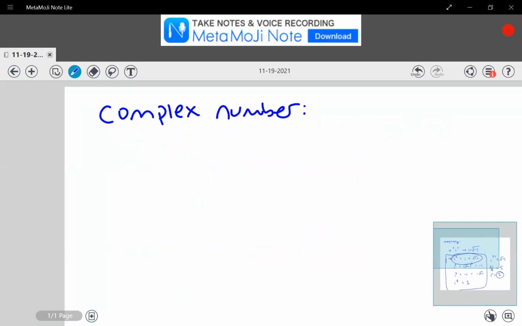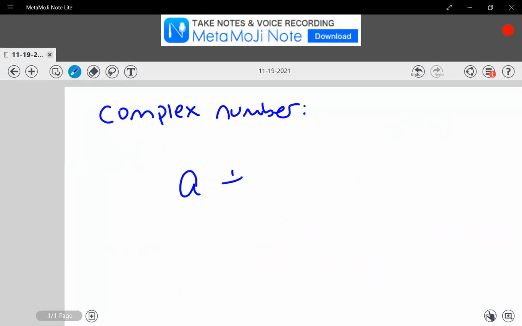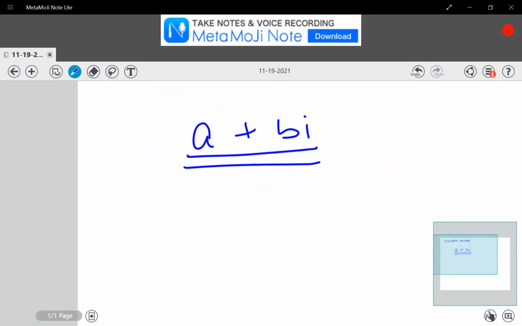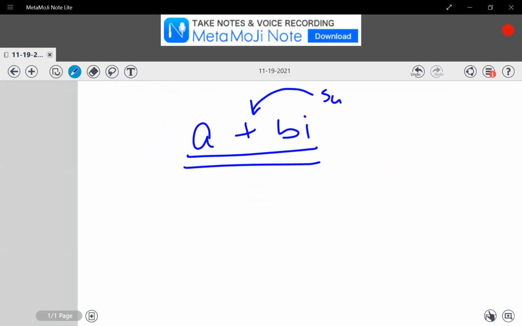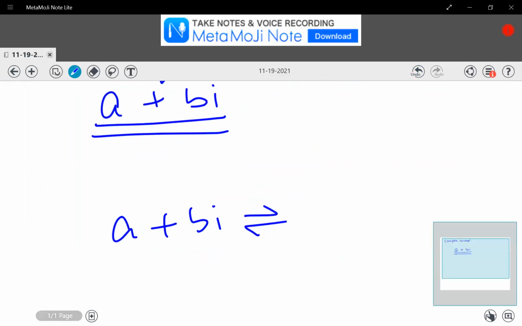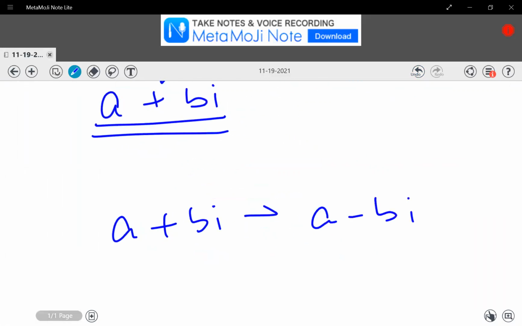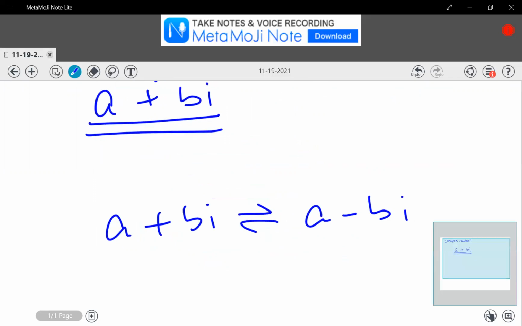And they take the form of a plus bi, all right? And every complex number has a conjugate. And that just means that this sign right here switches. So a plus bi becomes a minus bi and vice versa. All right?